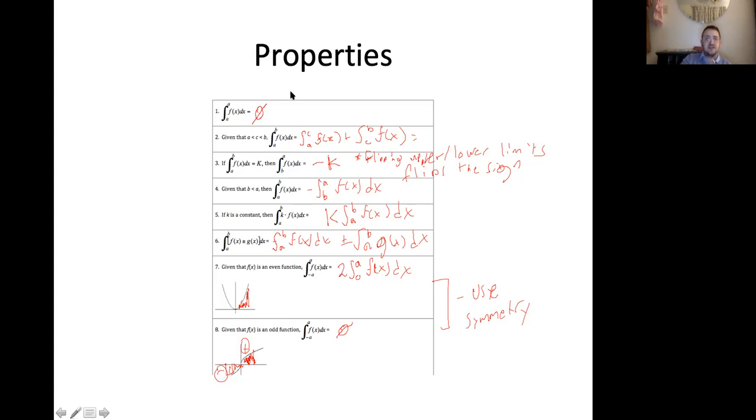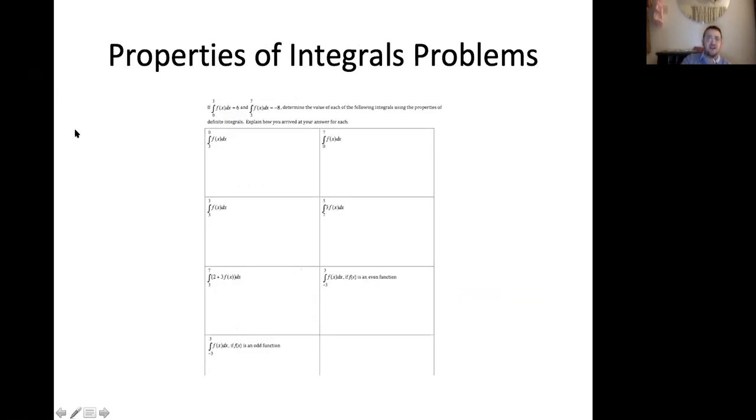All right, let's actually look at some equations now. One of the things that we can do is give you some information here, and you can be thinking about using the properties. I just care that you're systematically going from one step to the next. So here's what we know. We know that the integral from 0 to 3 is equal to 6. And then we know that the integral from 3 to 7 is equal to negative 8.